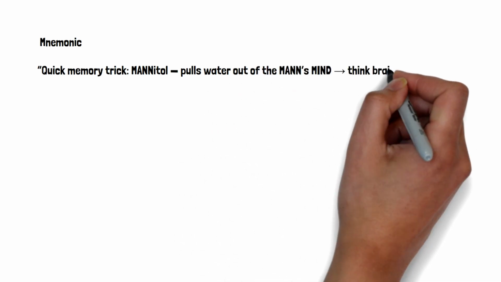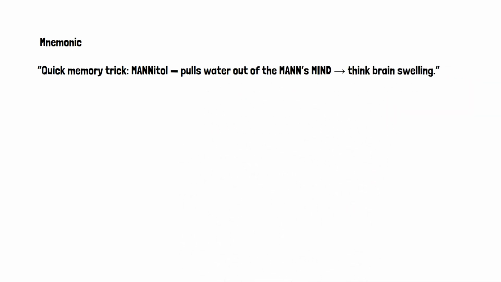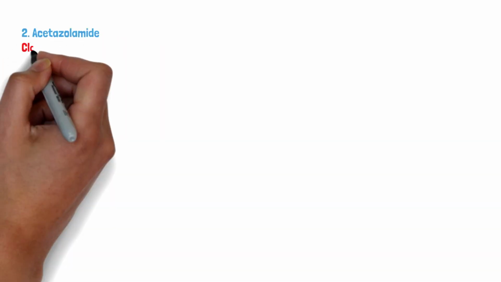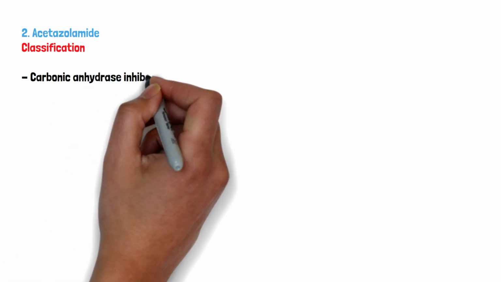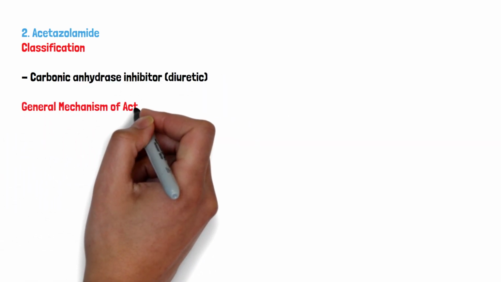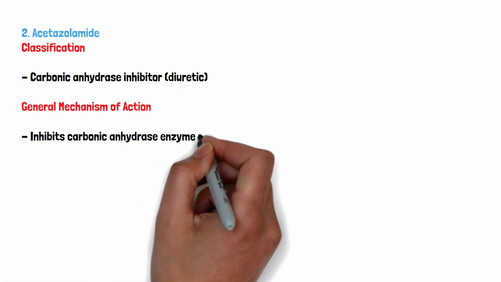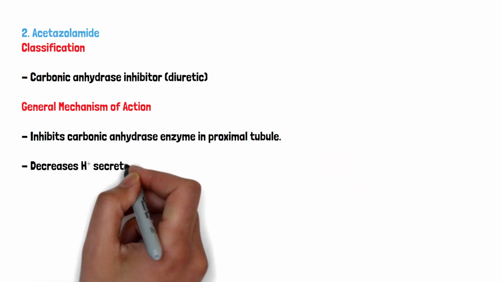Mnemonic. Quick memory trick. Mannitol pulls water out of the man's mind. Think brain swelling. Now, let's move on to acetazolamide. This drug is from the class of carbonic anhydrase inhibitors. Sounds big, right? Let me break it down.